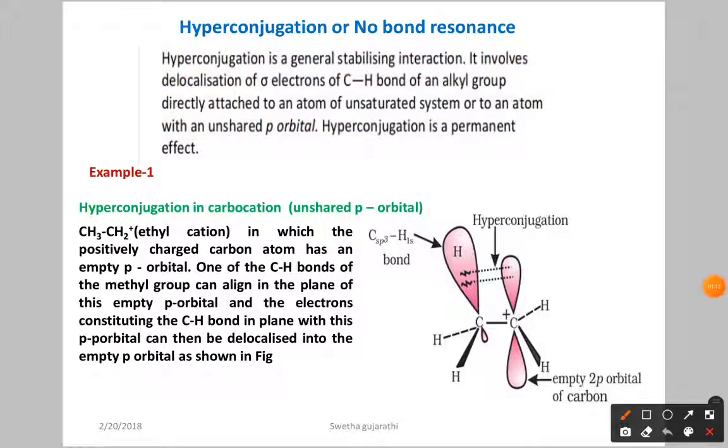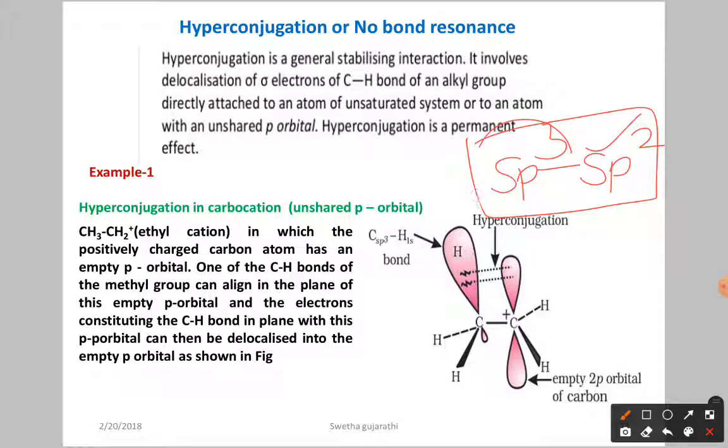For hyperconjugation, to say whether it is there or not in a molecule, first you should know that an sp2 carbon should be attached to an sp3 carbon. Then only you can see hyperconjugation. The important point: an sp2 carbon should be attached to an sp3 carbon, then only hyperconjugation is possible. Let us go for the example now.